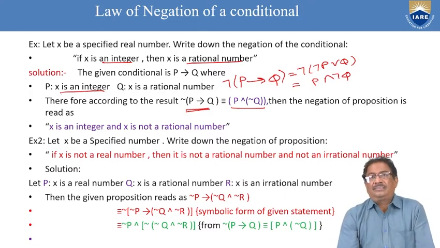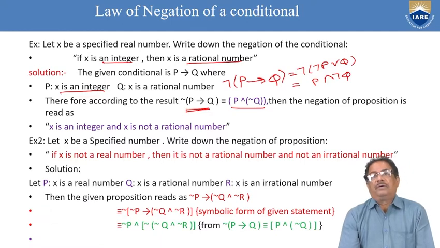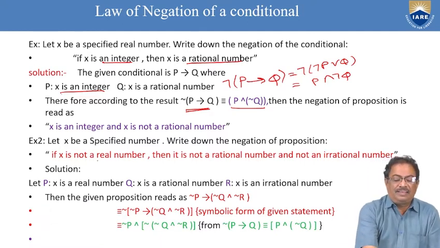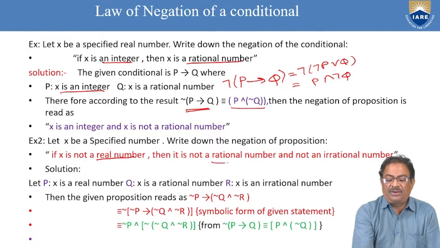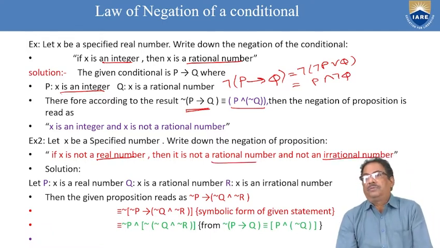So let us take the other one. If X is a specified number, write down the negation of this. So here, if X is not a real number, then it is not a rational number and not an irrational number. See here, one is real number, another is rational number, and another is irrational number.